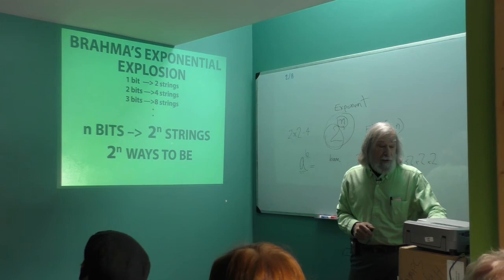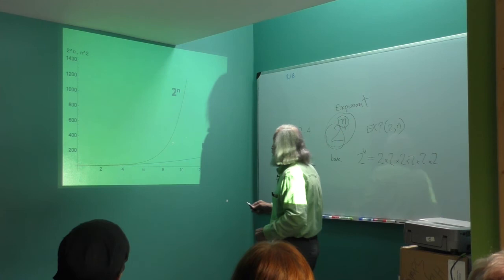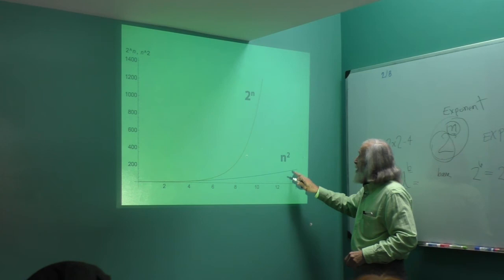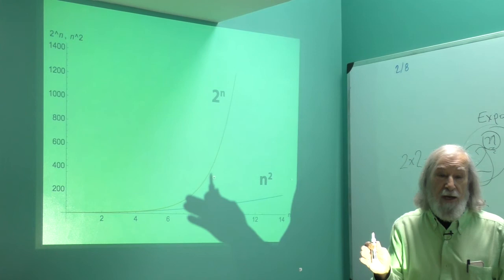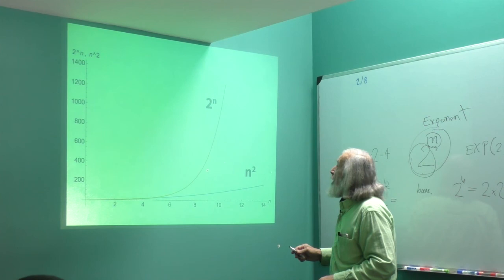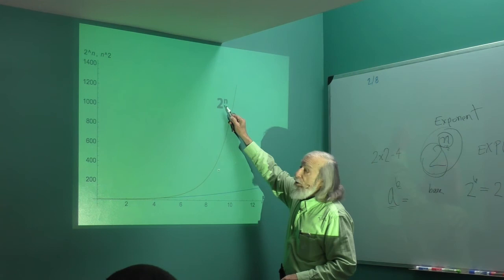Here's a little graph. Over here, we have n, and it goes up as high as 14. And over here, I've shown n squared. What n squared is, by the same rule, take the n, multiply itself by itself 2 times. So n times n. That's what that is. I'm going to end up writing on your wall. I'll try to be careful. And here is 2 to the n.